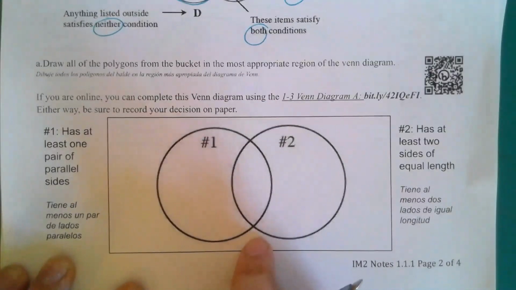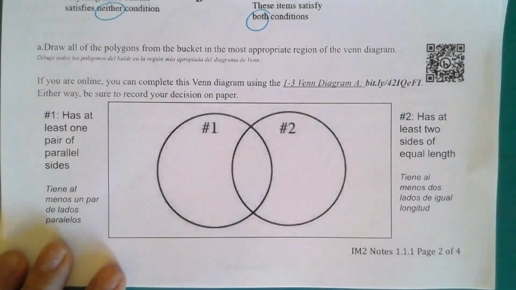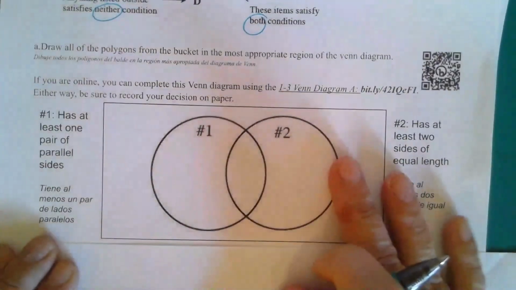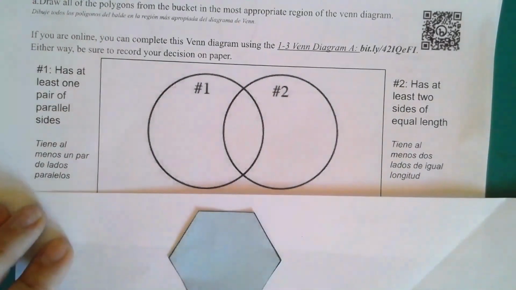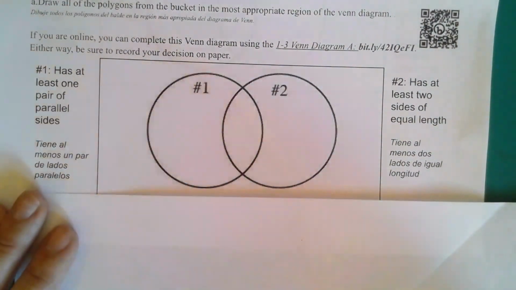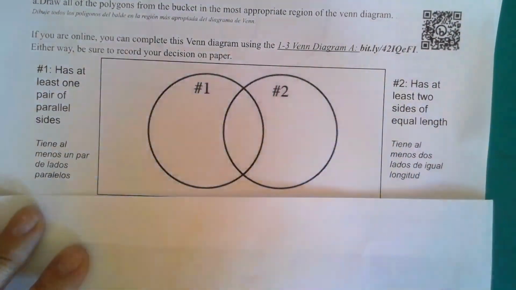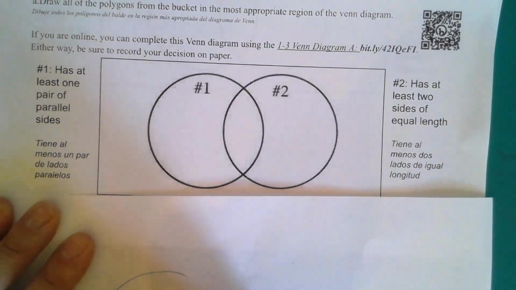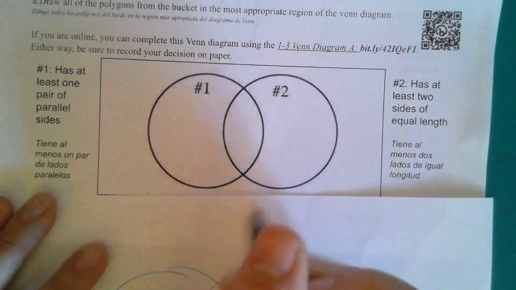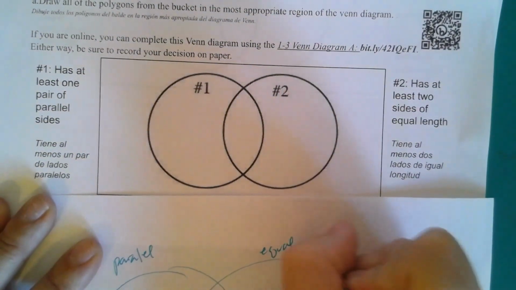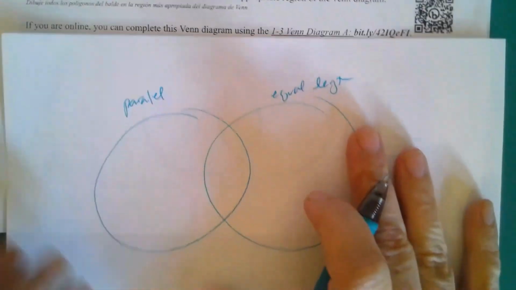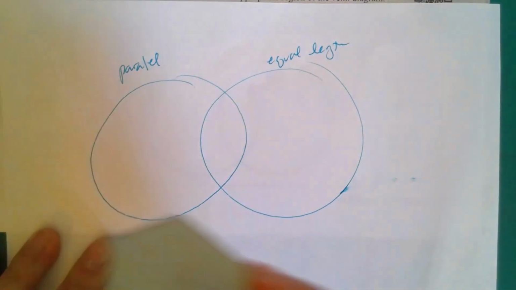We're going to draw all of our polygons onto some Venn diagrams now. So here we go. Condition 1: has at least one pair of parallel sides. Condition 2: has two sides of equal length. So I'm going to make a bigger Venn diagram so that you can see me work through this. Okay, so that's not much bigger. Parallel, equal length. Okay. Let's just place our shapes.